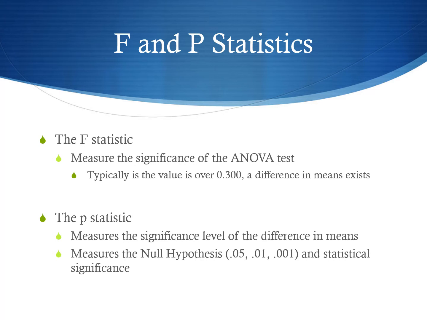With the P statistic, we're measuring the significance level of the difference of means. So this measures the null hypothesis and the statistical significance of that. So basically, we're setting a bar at 0.05, 0.01, or 0.001 as the P statistic.